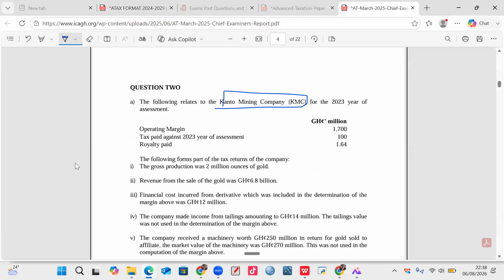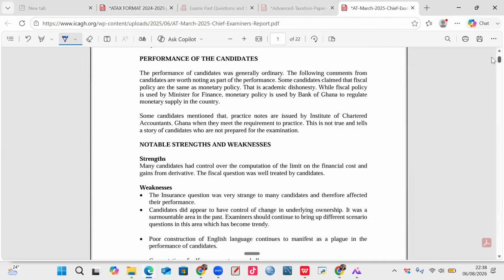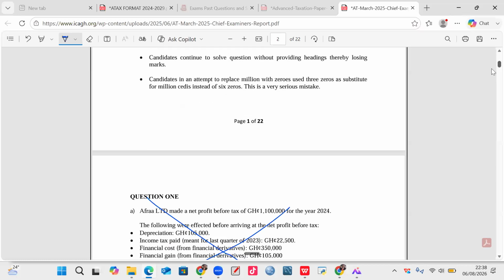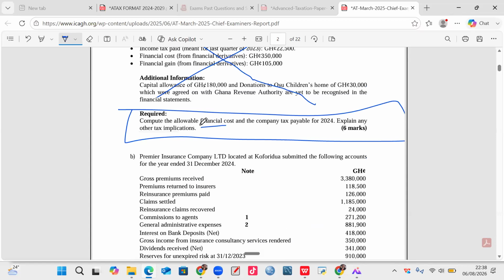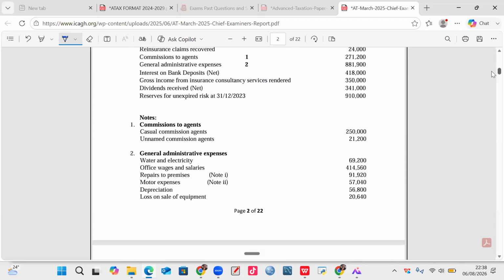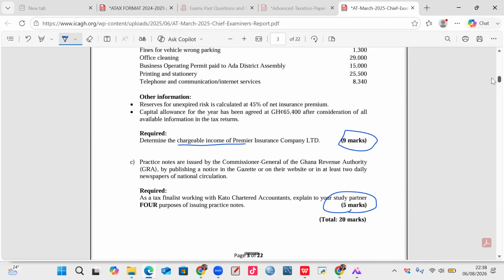Let's use this one, for example. Question 1. Okay, they've dropped the question before me. What are they asking under question 1? They said financial cost. It's of a company, a business entity, right? They are within the scope of the syllabus. The next one, they said chargeable income for insurance. They've also asked insurance here. They are within the scope. Here is tax administration. So they are within the scope.